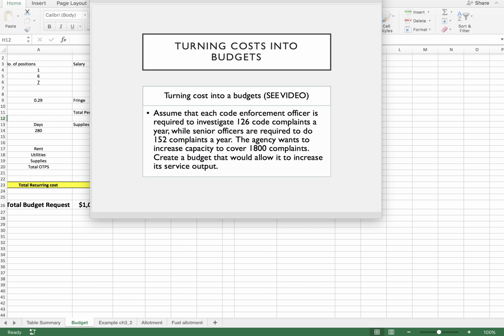So now we're going to turn our focus on to turning costs into budget. If you look back at your slides in Lesson 1, Module 3, around slide 4, you'll see this slide right here that I have on the screen, which talks about turning costs into budget. It provides a scenario where you're required to hire code complaint officers to have enough to satisfy the required complaints for a given fiscal year. What we're going to do here is take this scenario and turn it into a budget request.